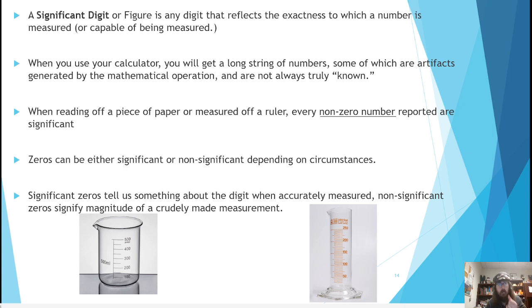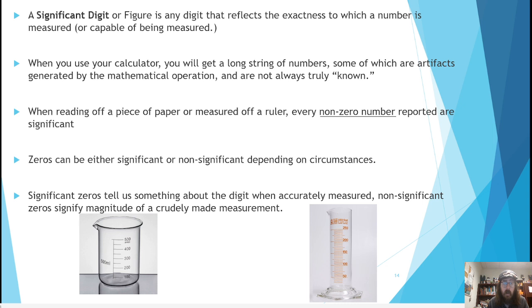The purpose of a significant zero is that it tells us something about the digit when accurately measured. It tells us we know this to be 0. A non-significant zero signifies a magnitude of a crudely made measurement.